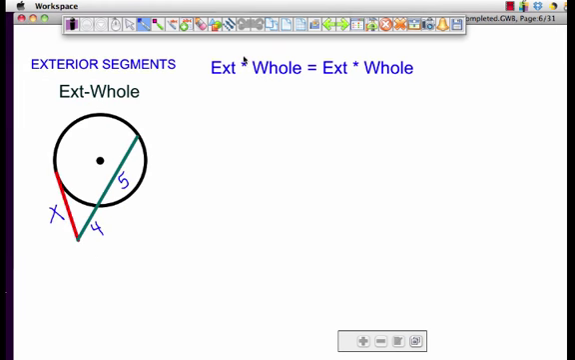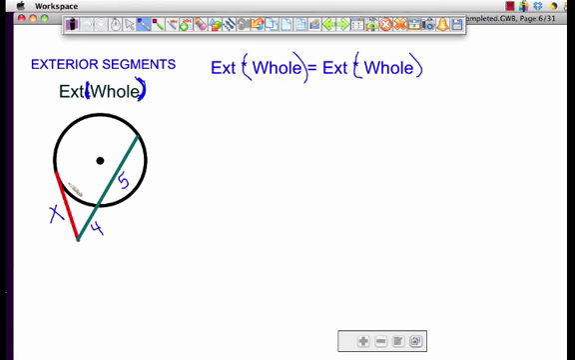It's the exterior piece times the whole piece. And you know, I don't want you to have to memorize more than you need to. There's another formula here, but don't worry about it. Just worry about exterior times the whole. Exterior piece times the whole piece.